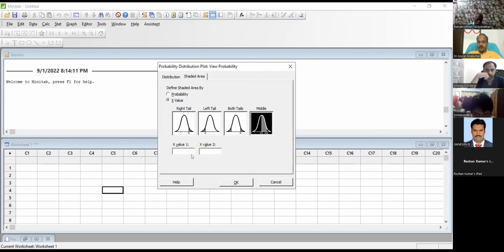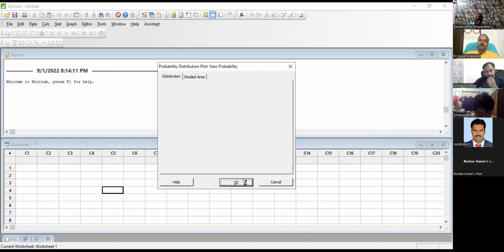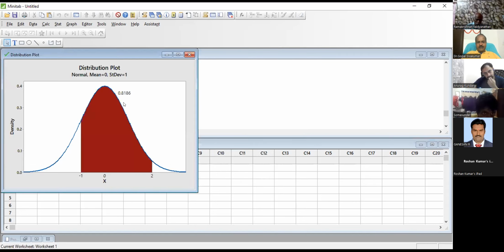Remember our previous question. What was X1? -1. What was X2? +2. What is the probability we calculated? 81%. Am I right? Let me give OK. Now Minitab will do it for us. Can you see the 81 coming here?